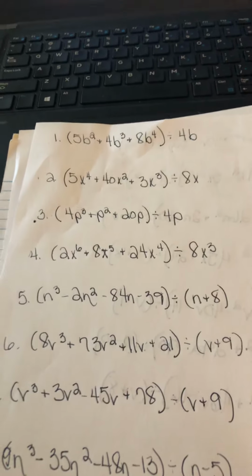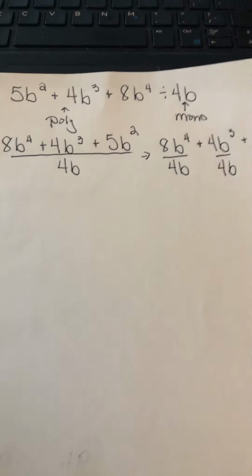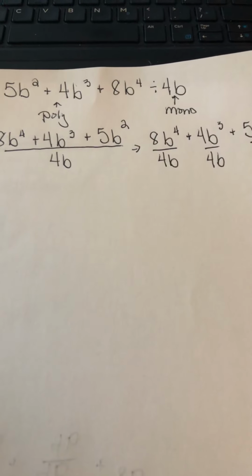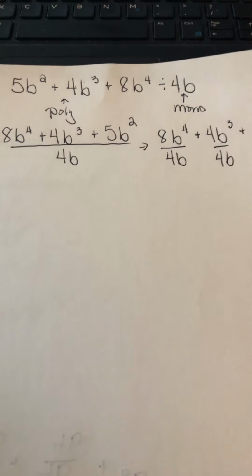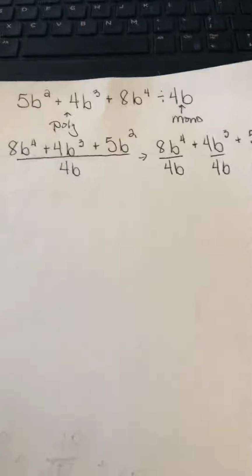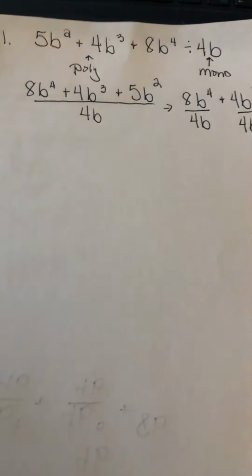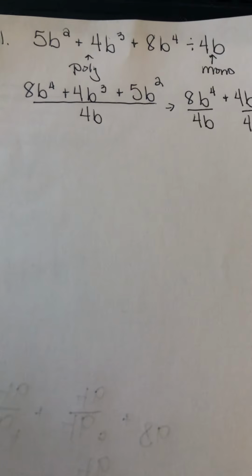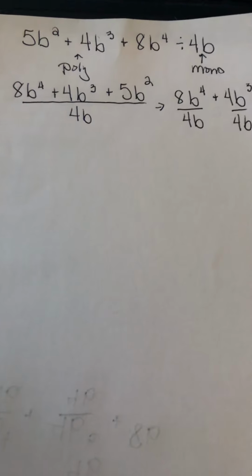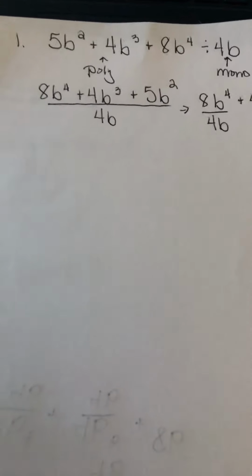So what I've done is I've taken number 1 and I went ahead and wrote it out here. So this is number 1, and what we have is 5b squared plus 4b cubed plus 8b to the 4th power divided by 4b. So if you'll notice, we are dividing a polynomial by a monomial. So the first thing I do, I always just take them and put them in order from their highest exponent to the smallest exponent. And so we have 8b to the 4th plus 4b cubed plus 5b squared, all divided by 4b. So I just set it up in a different way, still division.